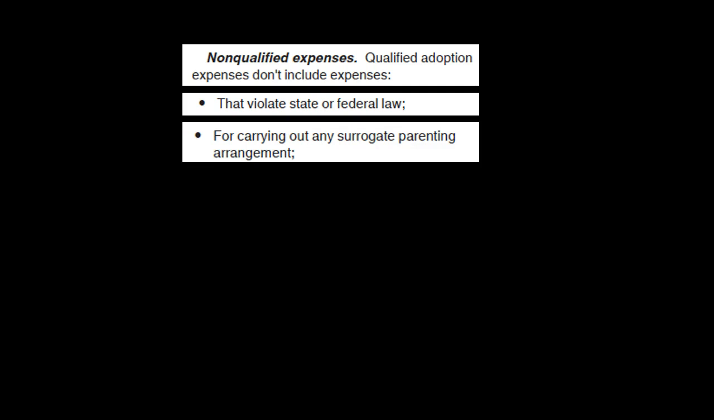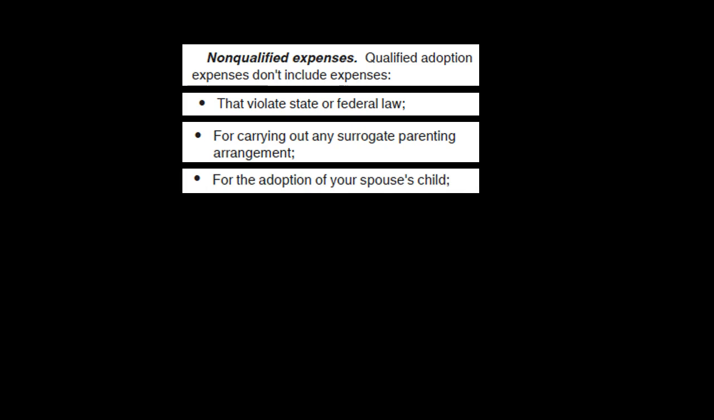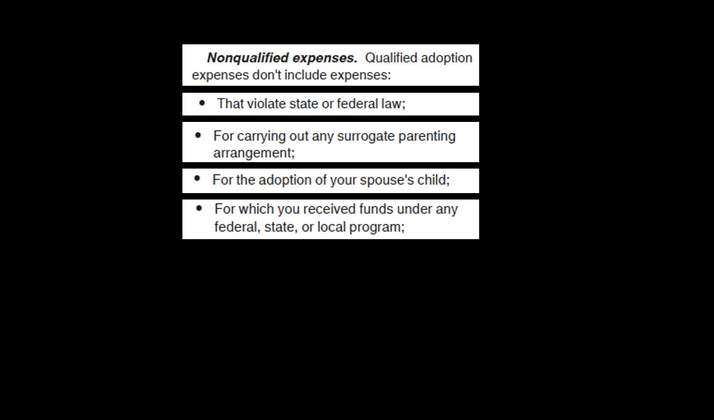Non-qualified expenses. Qualified adoption expenses don't include these expenses, so these are explicitly not included. Expenses that violate state or federal law, so obviously any expense that violates a law wouldn't be something that can be used here for a credit. Expenses for carrying out any surrogate parenting arrangement, for the adoption of your spouse's child, so if it's the spouse's child, no, and expenses for which you received funds under any federal, state, or local program.